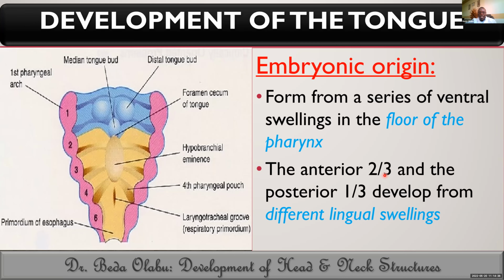The anterior 2/3 and the posterior 1/3 develop from different structures, but those structures are just swellings at the floor of the pharynx, and those swellings are called lingual swellings. So we have lingual swellings responsible for formation of the anterior 2/3, and we have lingual swellings responsible for the formation of the posterior 1/3 of the tongue.